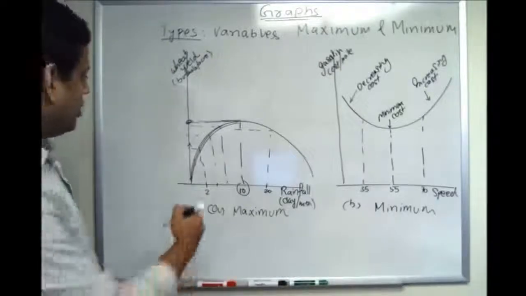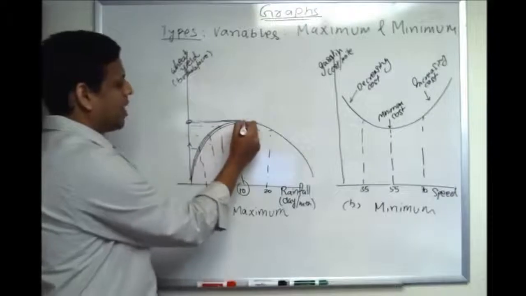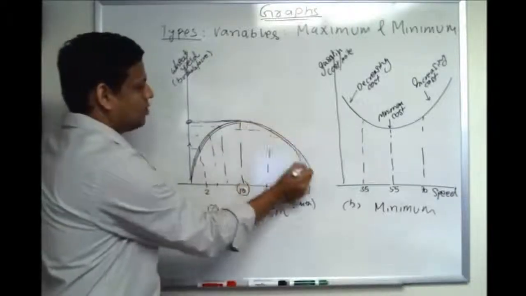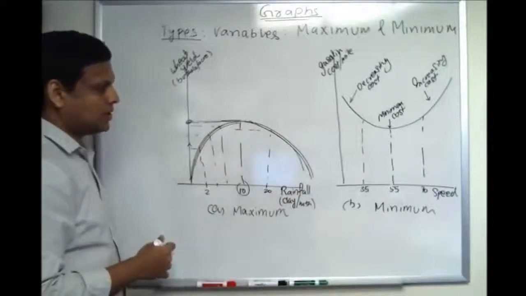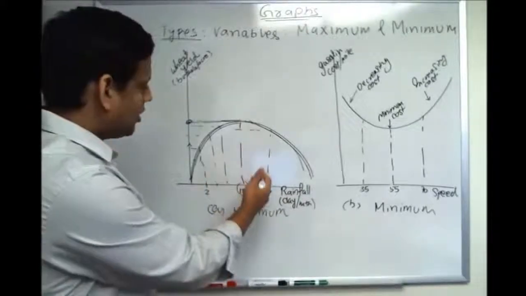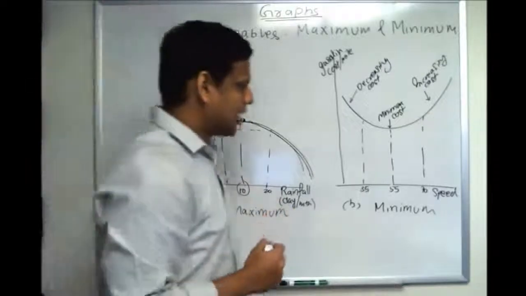So over the first half, you have the upward sloping curve, but over the second part, you have a downward sloping curve, or a negative relationship between the two variables. So here we have one point where there is a maximum. Let's consider the second case.